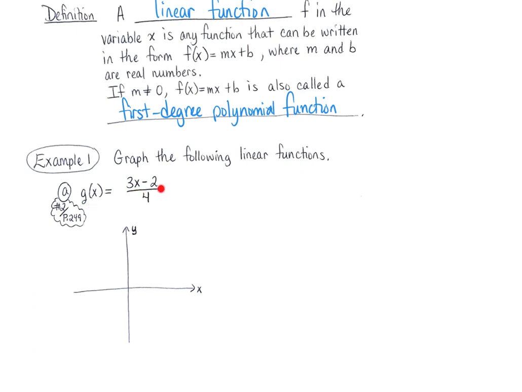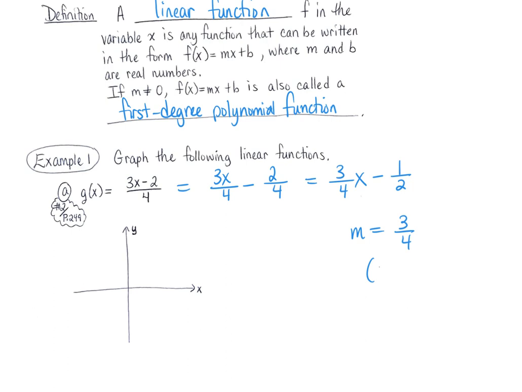g of x is equal to 3x minus 2 over 4. We can rewrite this as 3x over 4 minus 2 over 4. That's the same thing as 3 over 4 times x minus 1/2. What can you get from that? Rise over run, your slope is what? 3 over 4. And what else do you get from that? Your y-intercept. What's your y-intercept? Negative 1/2.